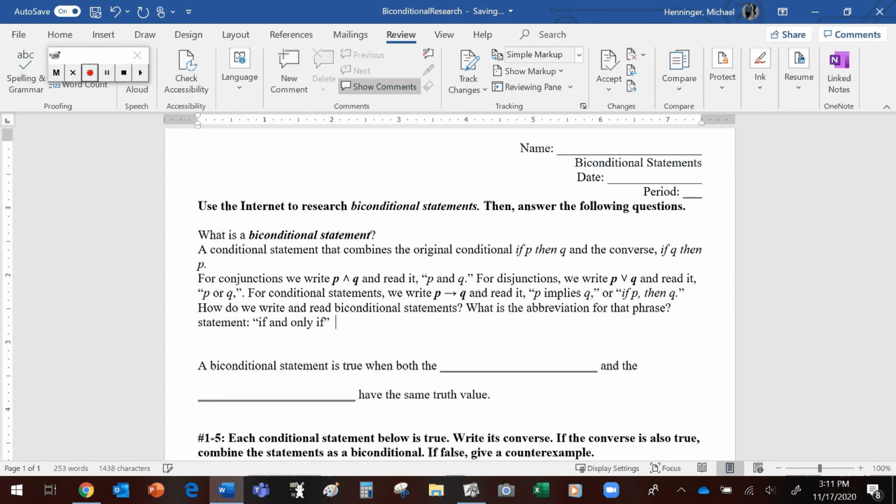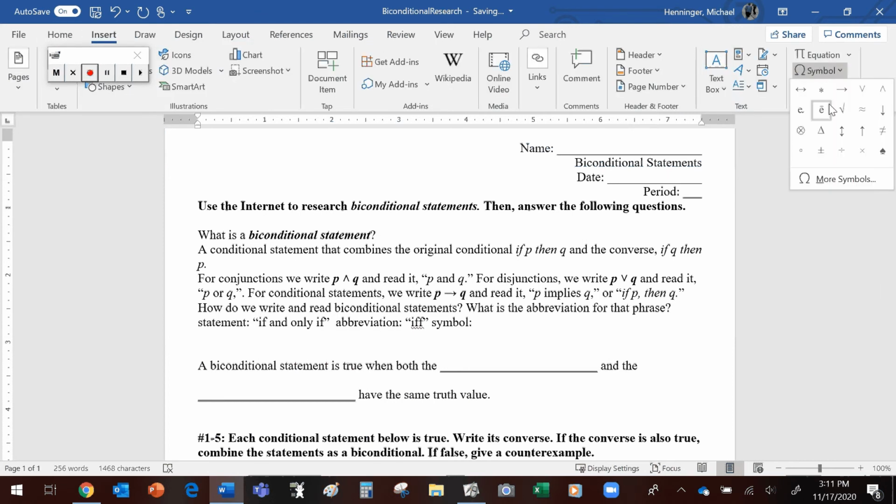The abbreviation is iff, with two F's, and we spell abbreviation correctly, hopefully. There we go. And the symbol, or the denotation, is the arrow that points in both directions. So if you have a pencil, you can draw that. Otherwise, we'll have to go to Insert Symbol, and there we go, the arrow that points in both directions.